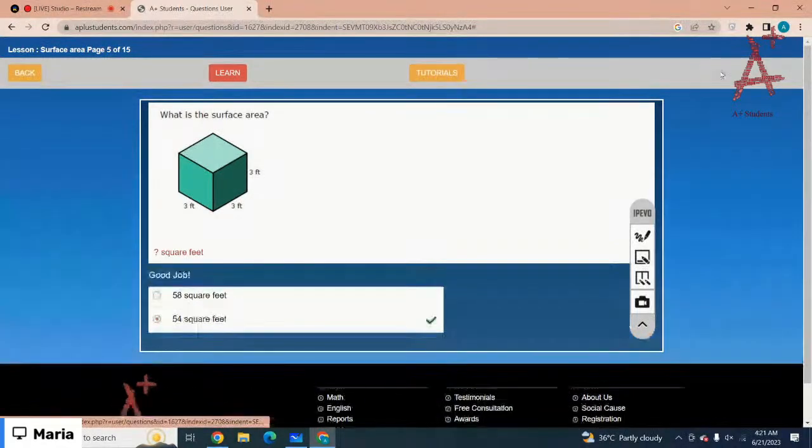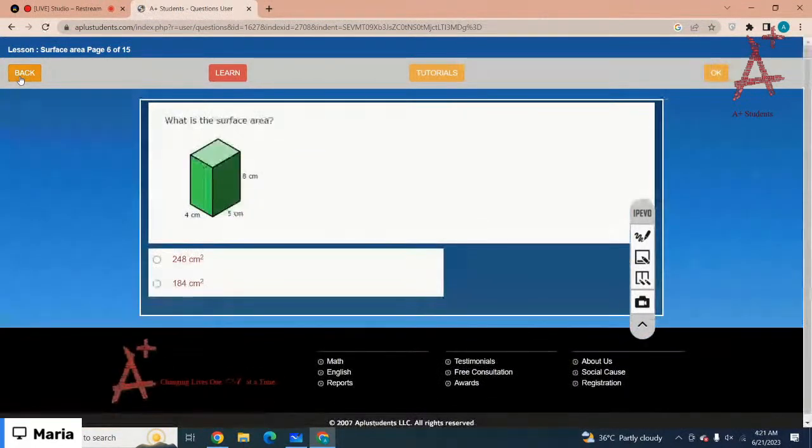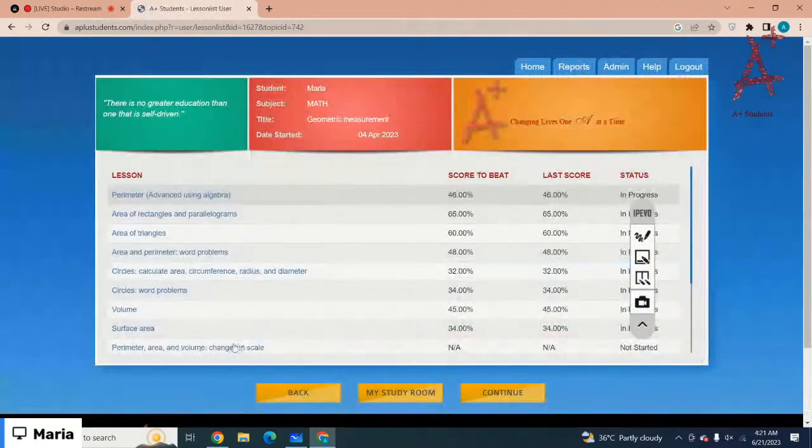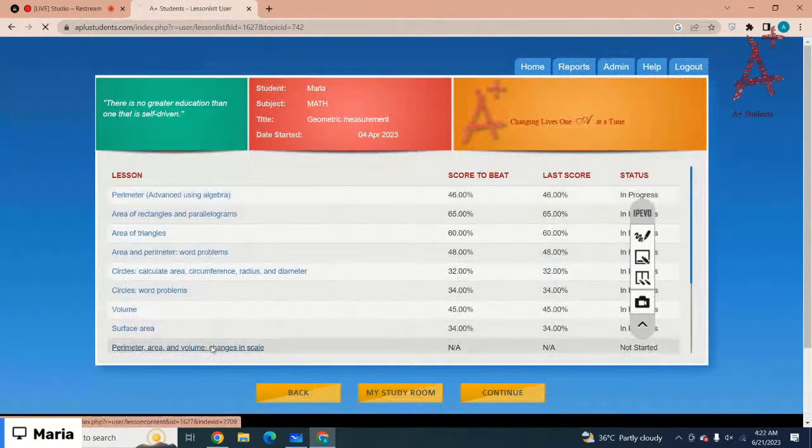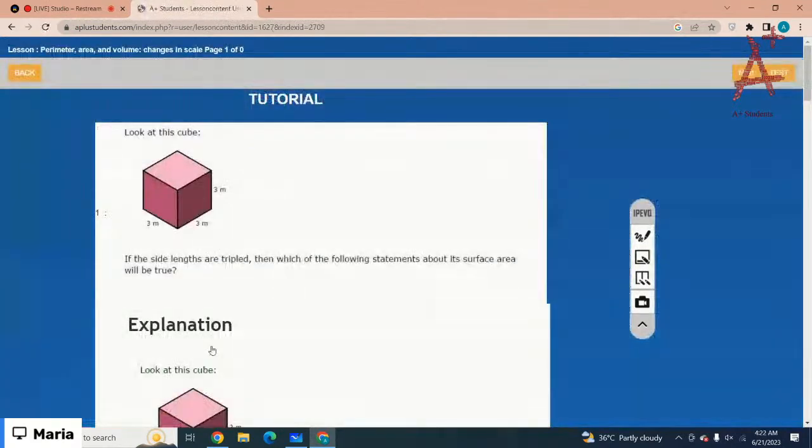Okay, you can complete the test by yourself later today. Let me just move on to the next lesson. And the next lesson is perimeter, area and volume change in scale. Okay, look at the cube. If the side lengths are tripled, then which of the statements about the surface area will be true?